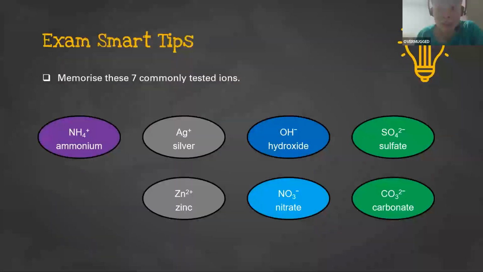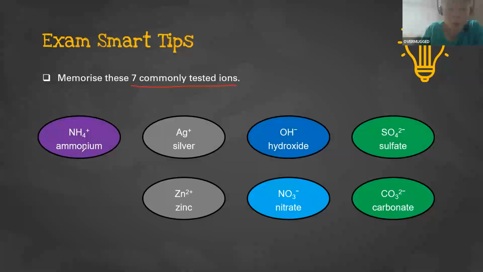So, smart exam tips. Some of you were asking just now, what about silver and zinc? These two are special, and can be found in the middle of the periodic table. So for exams, just memorize these 7 commonly tested ions and everything will be very smooth from there. The explanation will actually come later after you learn certain chapters.